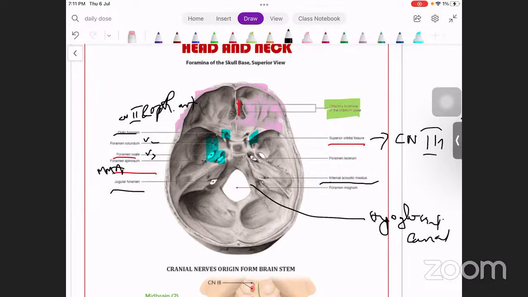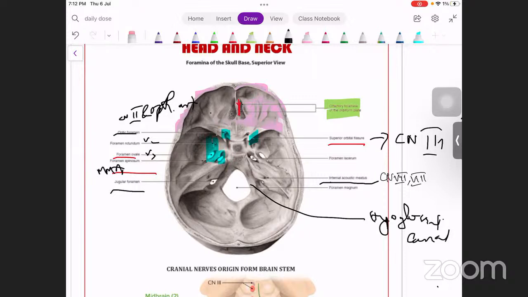What are the structures that come through the internal acoustic meatus, or internal auditory meatus? You may see cranial nerves 7 and 8. What nerves are emerging through that? Cranial nerves 7 and 8 are protruding through it.